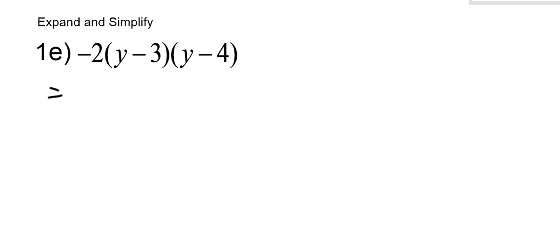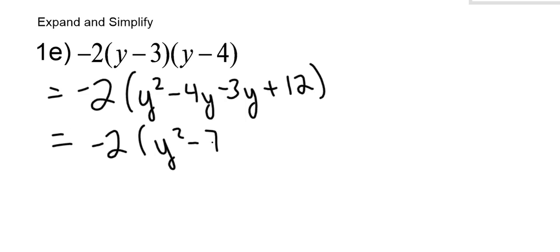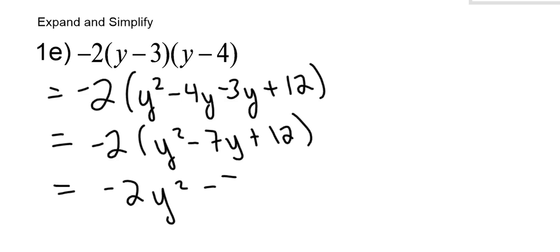So again, we're going to leave -2 to the very end, and we're going to do firsts, y times y, outsides, insides, and lasts. And now I notice that I have some simplification to do. I can collect like terms. So I'll do that next. I have -7y. And then my last step is I'm now going to distribute that -2 into the bracket. So, oops, almost forgot. So -2 times -7 is +14.